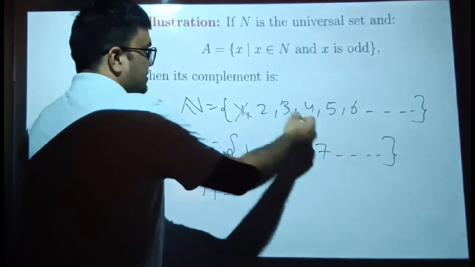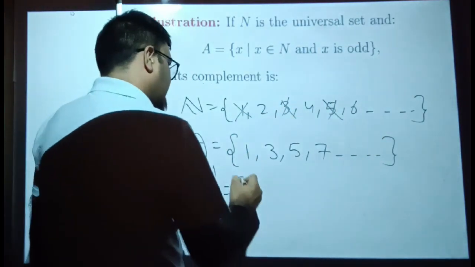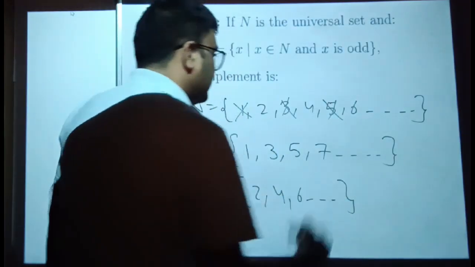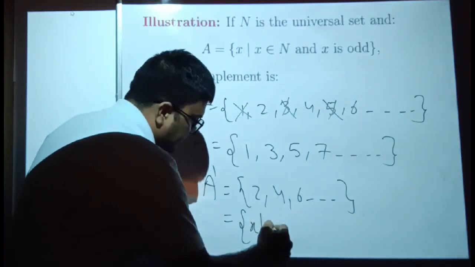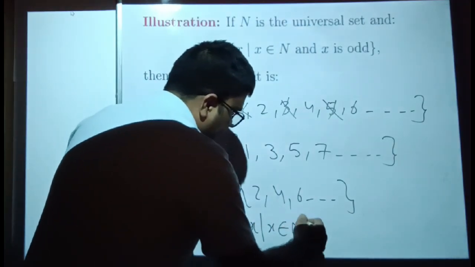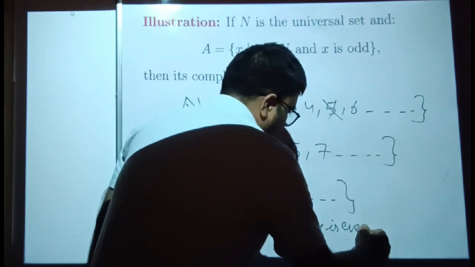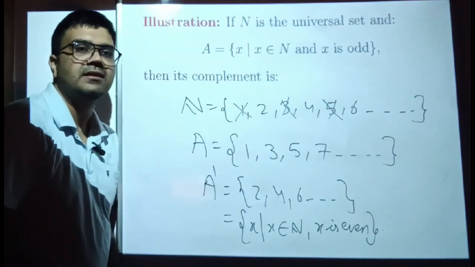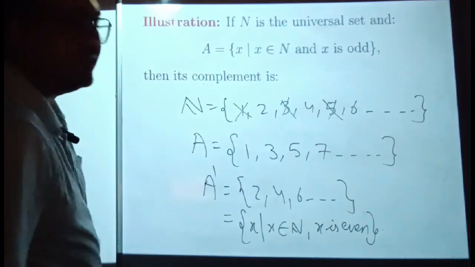We leave out these elements 1, 3, 5, 7 and so on. What we are left with is the elements 2, 4, 6 and so on. We can write it as x such that x is a natural number and x is even. So we are left with only the even natural numbers. So this is the set A complement that we have.